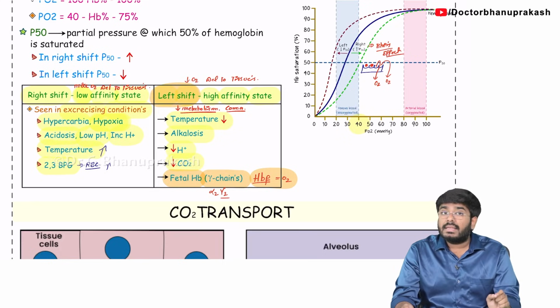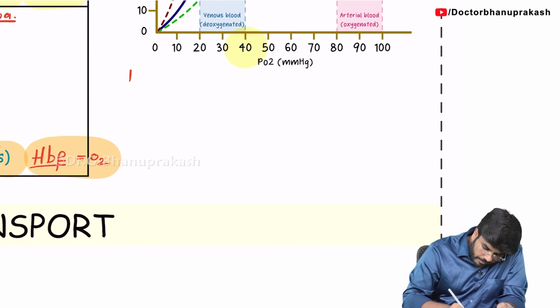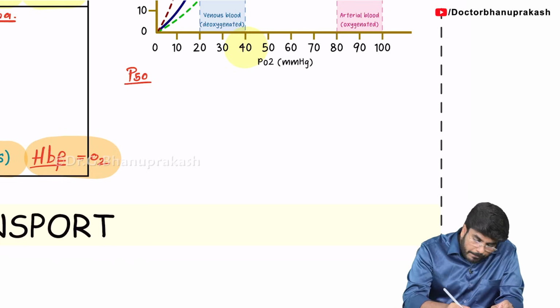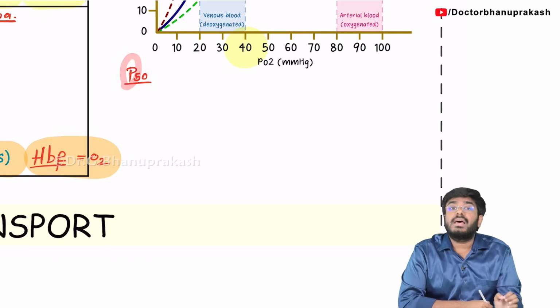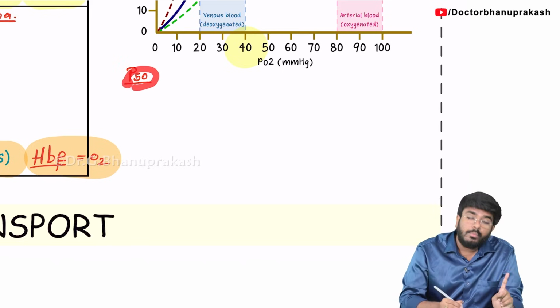Now if you know this, what else should you know? The concept of P50. So what is this P50, guys? P50 means the partial pressure of oxygen at which 50% of the hemoglobin is saturated.